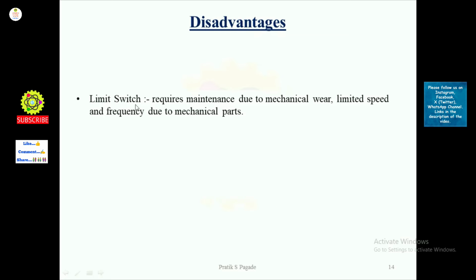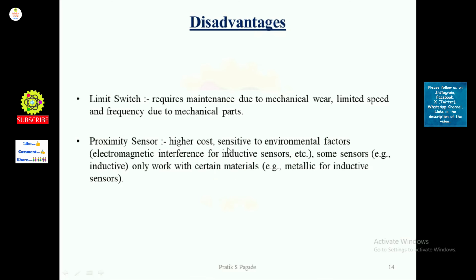Disadvantages: limit switch requires maintenance due to mechanical wear, and has limited speed and frequency due to mechanical parts. Proximity sensors have higher cost and are sensitive to environmental factors like electromagnetic interference for inductive sensors, etc. Some sensors, for example inductive, only work with certain materials, for example metallic for inductive sensors.